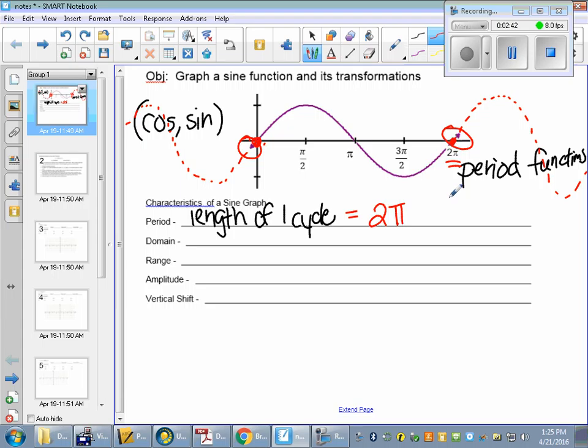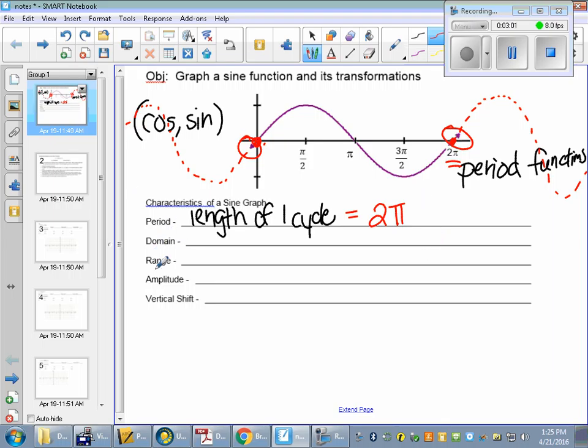In regular Math 3, we do not do any horizontal stretching or shrinking. So the length of our period, the length of the cycle, will always be 2 pi units. So if you're ever asked that on a test or a quiz, what's the length of this graph's period, the answer will be 2 pi.